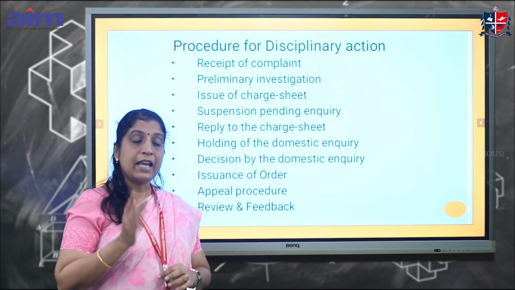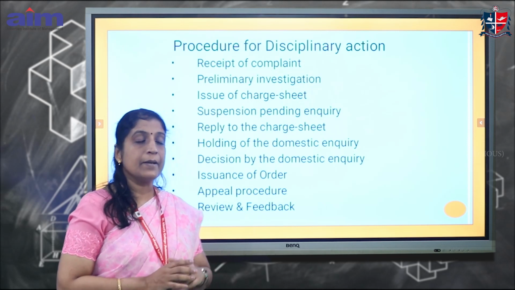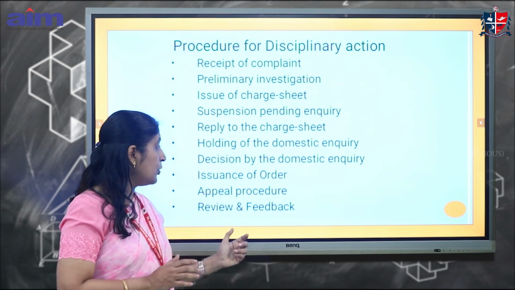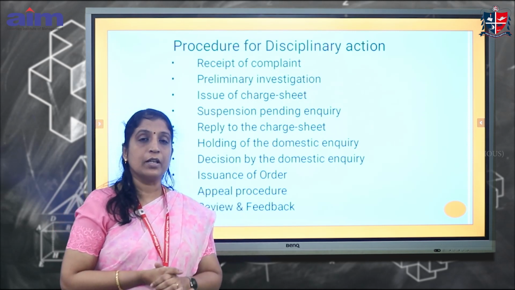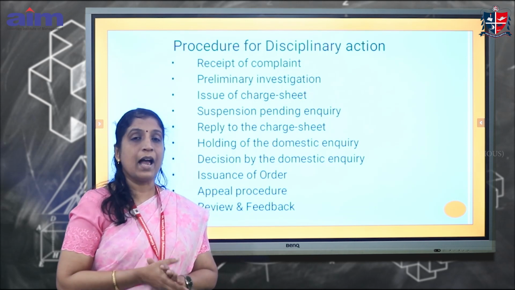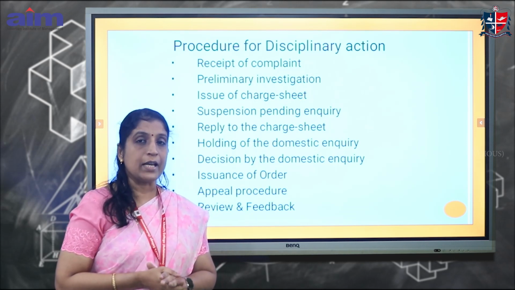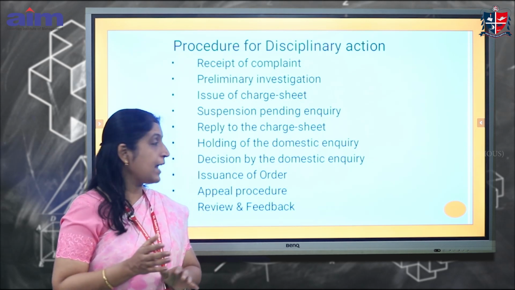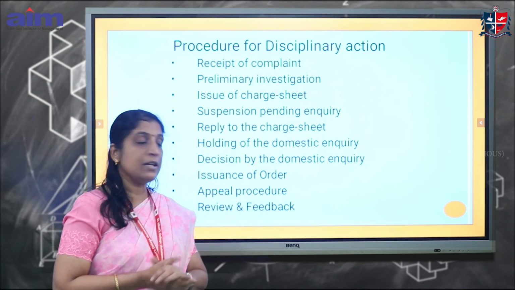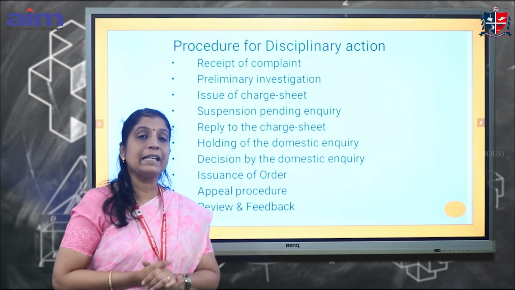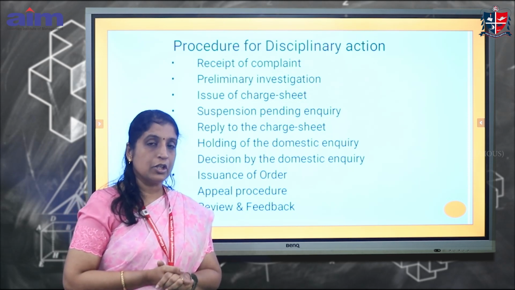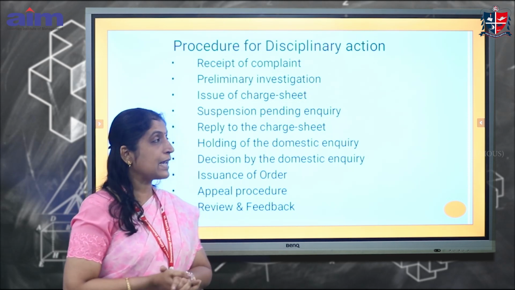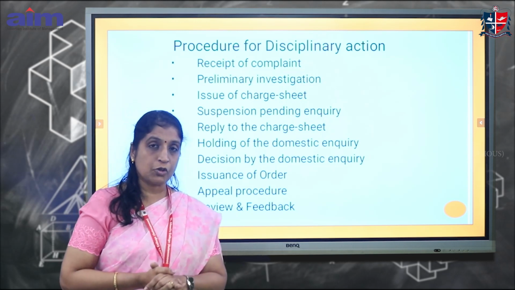Based on that, if the indiscipline has happened, an order is issued. Once the order is issued, the indisciplined employee, or the person against whom the action has been taken, can appeal and follow the appeal procedure. And finally, there is review and feedback. So these are actually the various stages that are there in a disciplinary action.